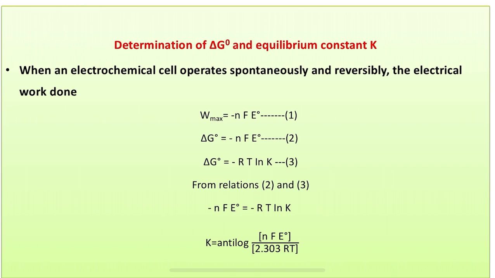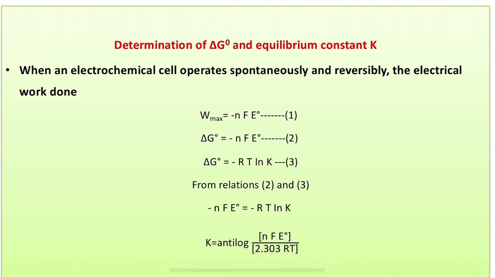Knowing E naught, that is the E.M.F of a cell, delta G naught, that is the free energy change, can be calculated. So delta G naught will be equal to minus RT ln K. This is where free energy change and equilibrium constants are related, so we can represent it as delta G naught equals minus RT ln K, and let me call this equation number 3.